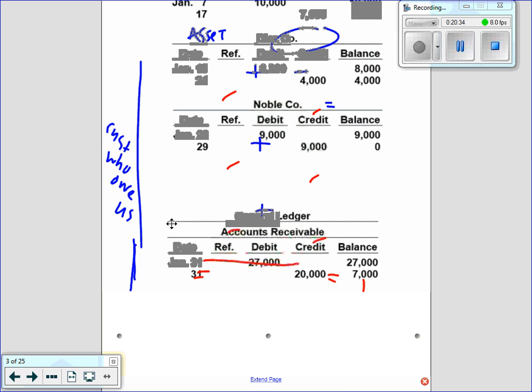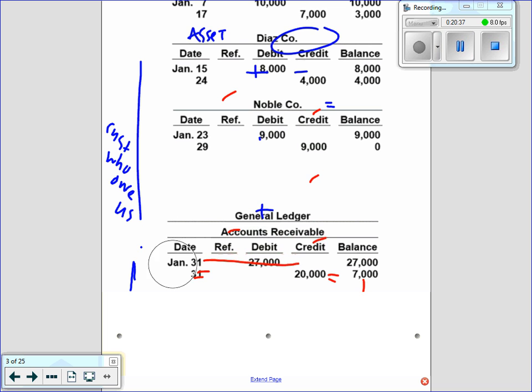So we take the 27,000 that you added up, the 20,000 that you added up, and you tell this control account all the information they need. All they care about are the totals. Yes. The accounts receivable balance that appears in the general ledger at the end of January. So it will usually tell you. Assume it's the end of the month.